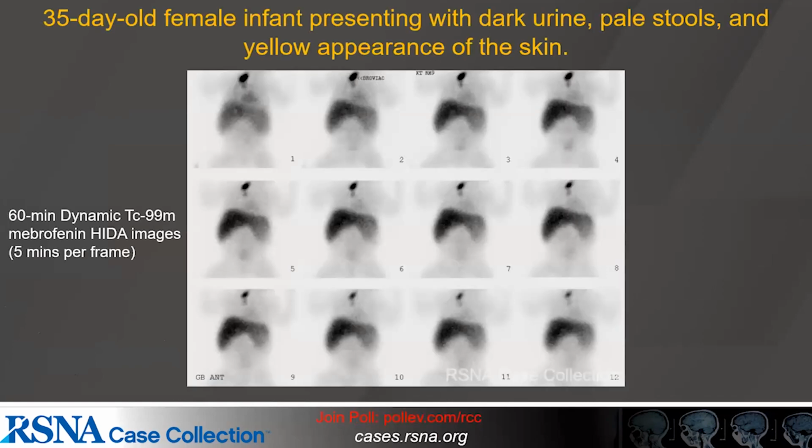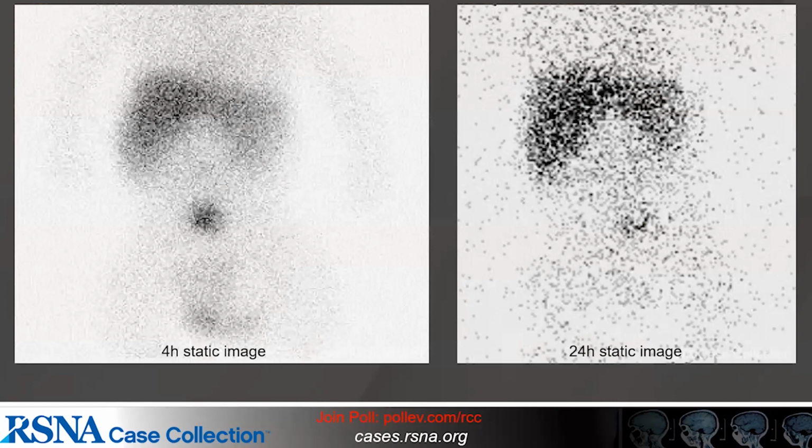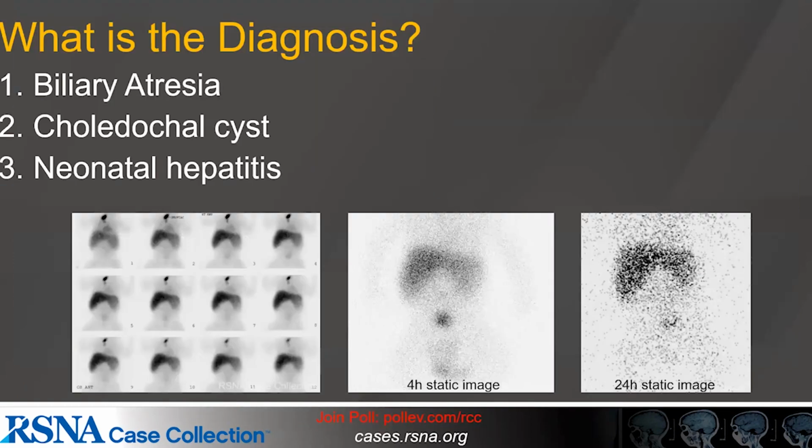So case number 1, this is a 35-day-old female infant presenting with dark urine, pale stools, and jaundice. Here we have dynamic 60-minute HIDA images, along with 4 and 24 hours delayed static images. Next. So what is the likely diagnosis? Is it biliary atresia, choledochal cyst, or neonatal hepatitis? Can start the poll.